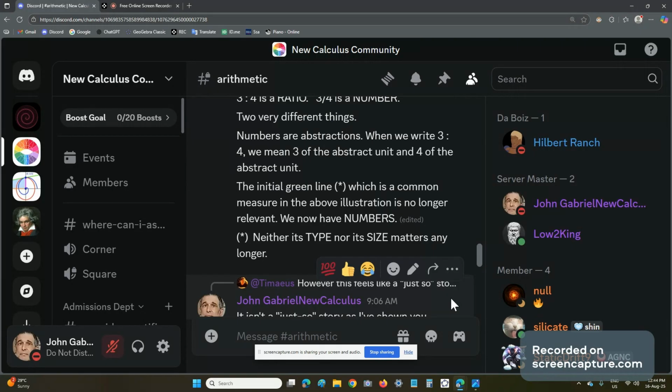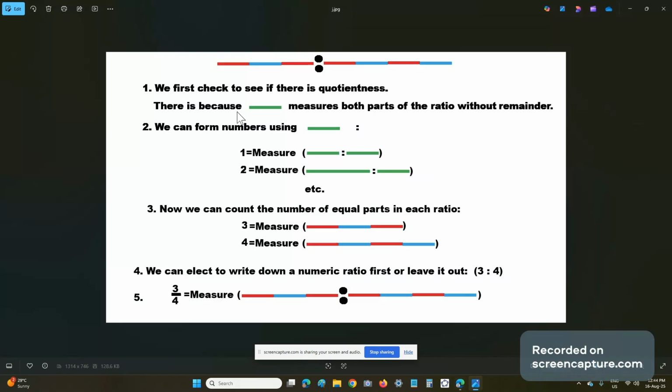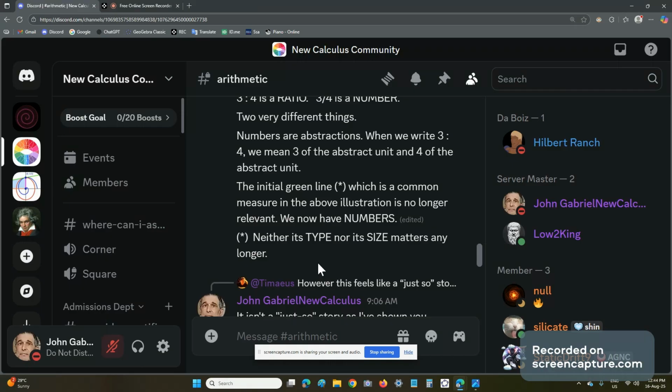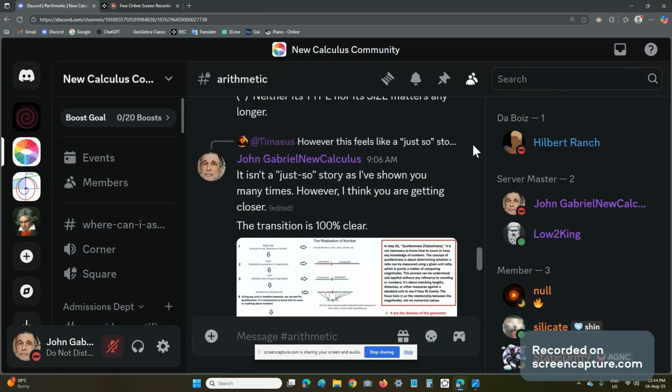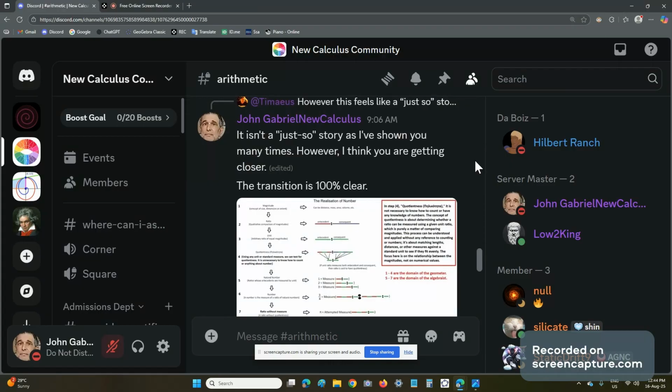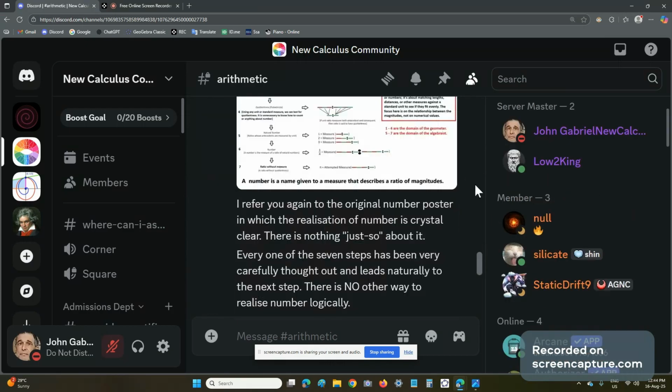That's why Plato was such a genius. Okay, the initial green line, which is a common measure in the above illustration, is no longer relevant in this illustration. This initial green line is no longer relevant when we get down here. Can you see that? Neither its length nor its type, could be area, could be mass, doesn't matter. No longer relevant. The numbers are abstract. So, this isn't a just so story, as I've shown this guy so many times. It's 100% clear.